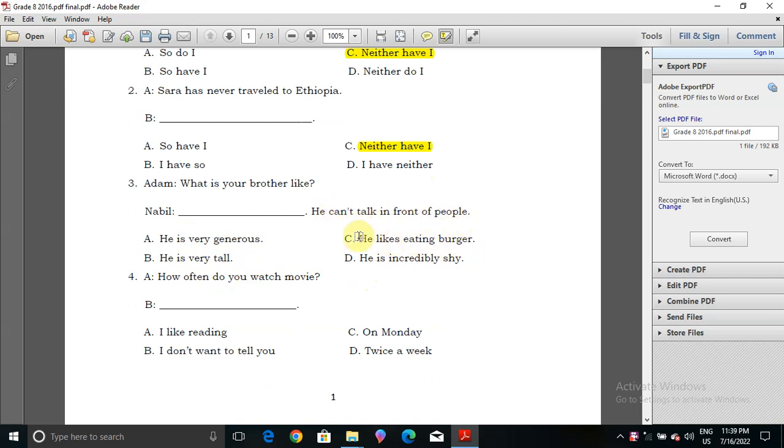Now what is the meaning of "he can't talk in front of people"? That means he is shy, he is feeling shy. So the correct answer with that meaning will be "he is incredibly shy." So the correct answer for question number 3 will be choice D.